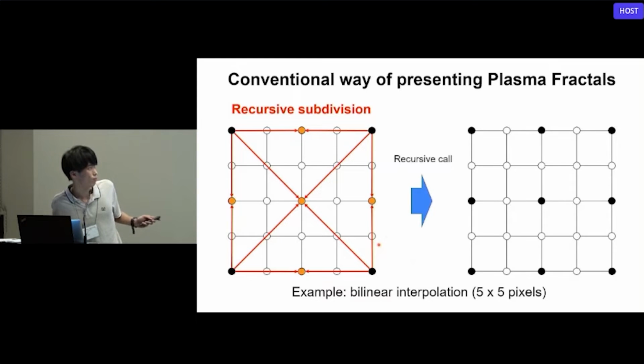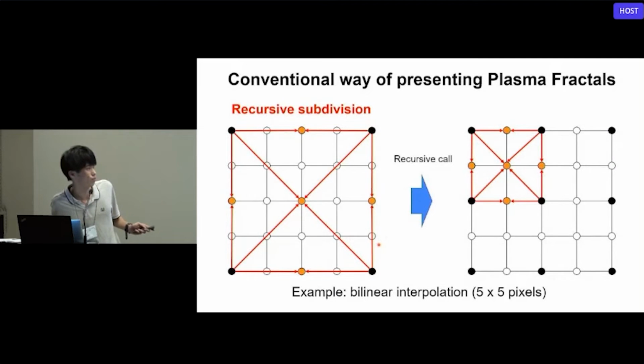Now we have four subsquares whose four corners are filled: 1, 2, 3, 4. And then the same upsampling is recursively called until all the pixels are filled.